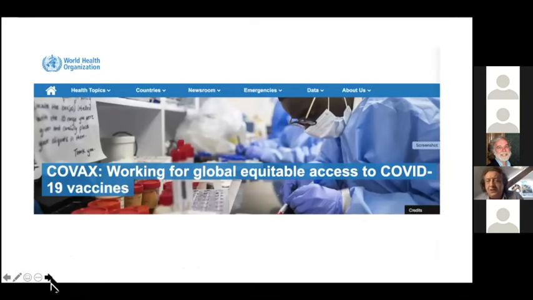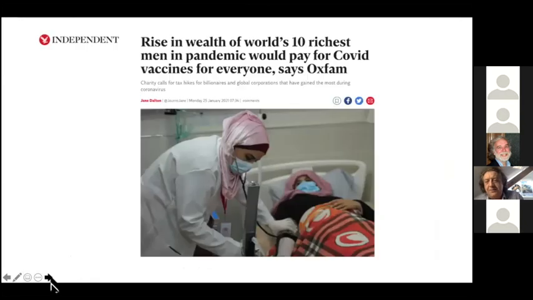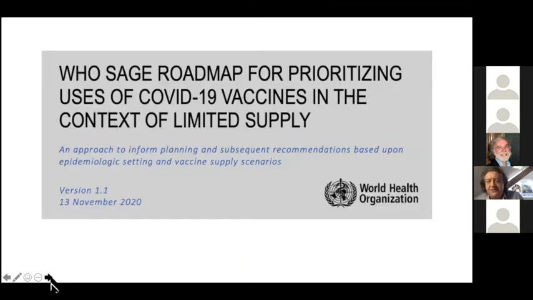Obviously, the COVAX WHO project to try and get governments to invest in vaccination around the world is really critical to this. But I thought it was also salutary to think of this report from Oxfam, one of our global charities, suggesting that the rise in wealth of the world's 10 richest men during the pandemic could pay for vaccines for the whole world. So I think we also need to think about the role of philanthropy in increasing vaccines. And of course, when we do roll out vaccines across the world, we need to think about those inequalities that I've just described in how we roll out vaccines.